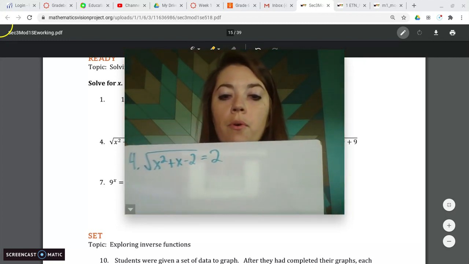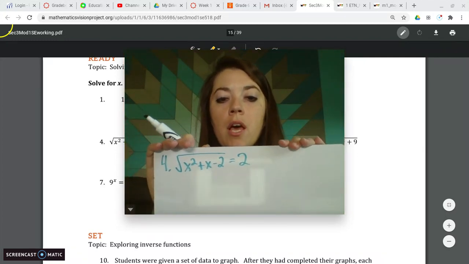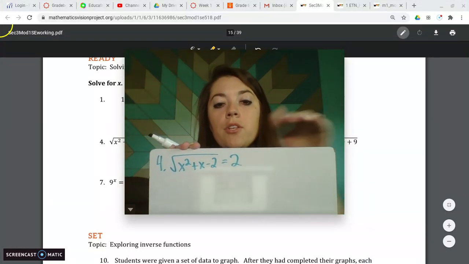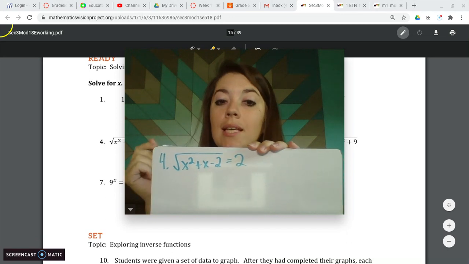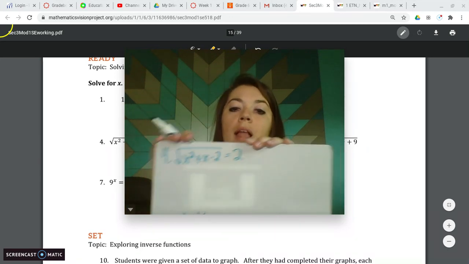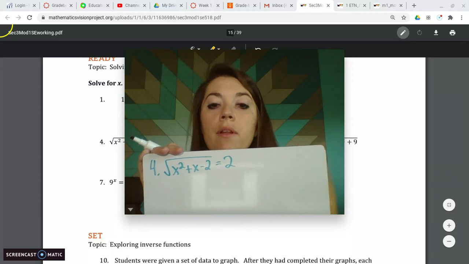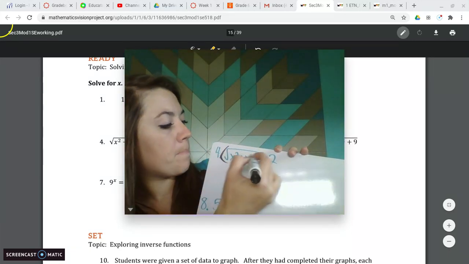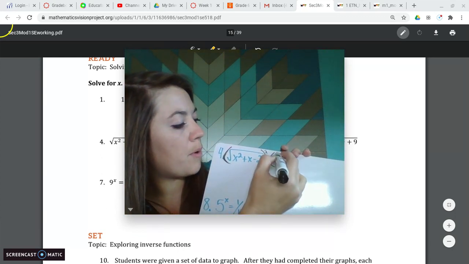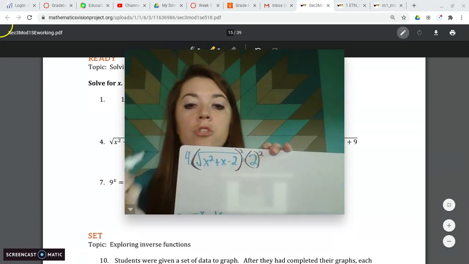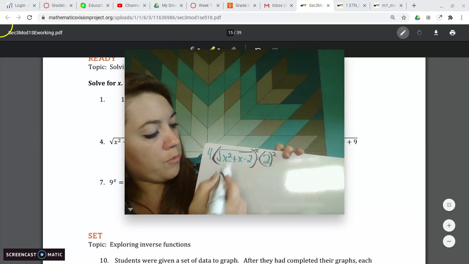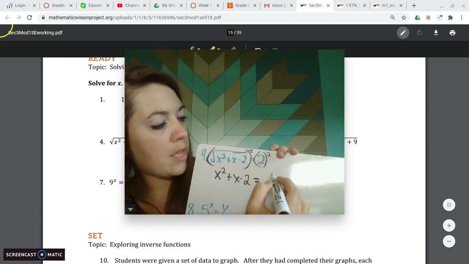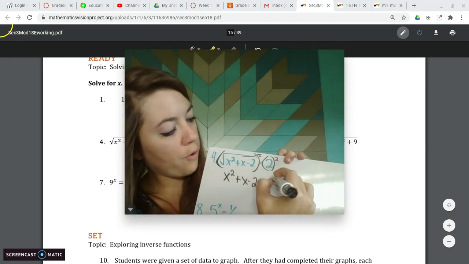All right, so for number 4, we have the square root of x squared plus x minus 2 equals 2. Now, we can't do anything with what's underneath the square root until we get rid of the square root. So if you remember from last lesson, how do we get rid of the square root? Well, we're going to square it on both sides. So this squared cancels out the root, so we're just left with x squared plus x minus 2 equals 2 squared, which is 4.